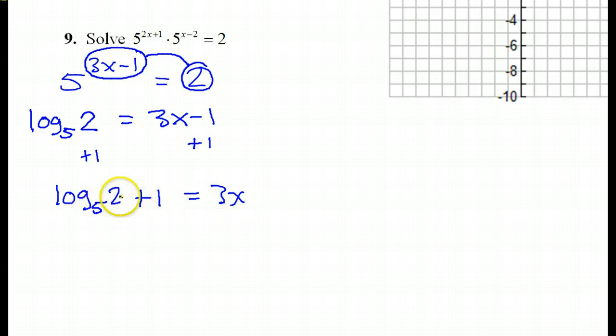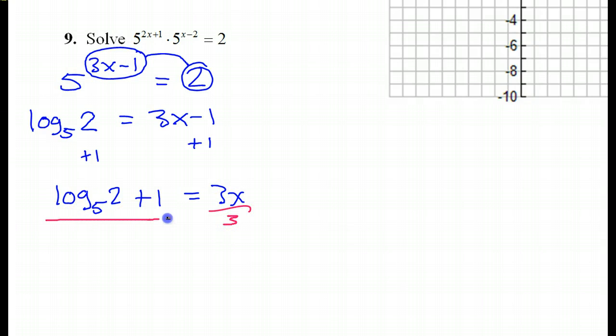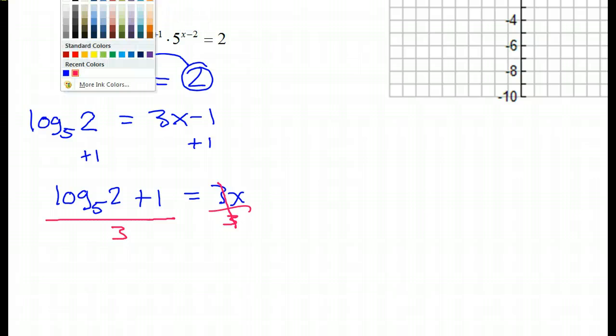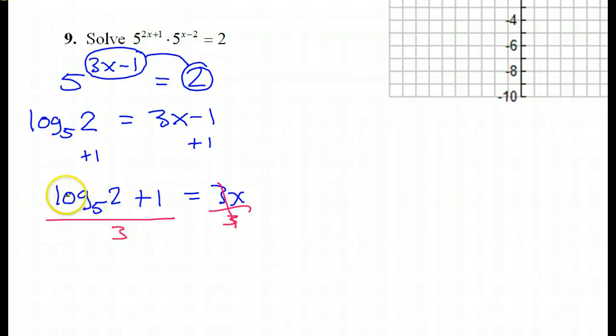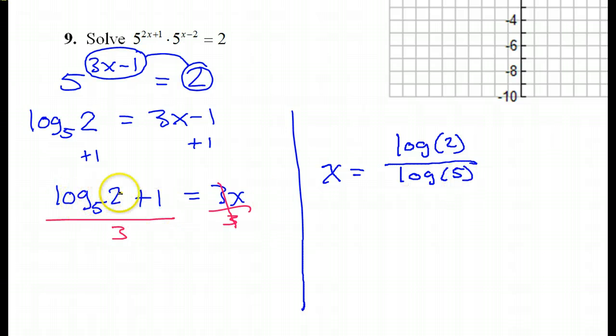Please don't try to add these. Can't do that. It's part of a log. And then I will divide by 3 on both sides. Okay, I'm dividing this whole thing by 3. Alright, because that way those will cancel out. Alright, so that is going to give me the answer, but you can't type log base 5 of 2 directly into your calculator. So you have to use your change of base formula and rewrite this as log 2 over log 5. Okay, that's how you do log base 5 of 2. You do log 2 over log 5.